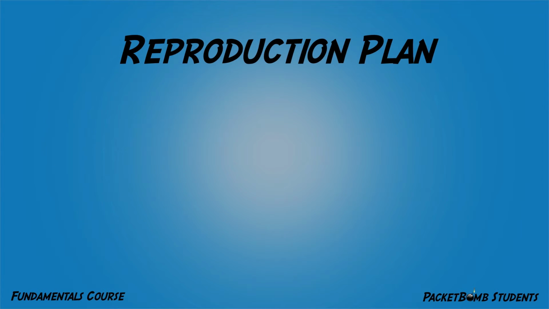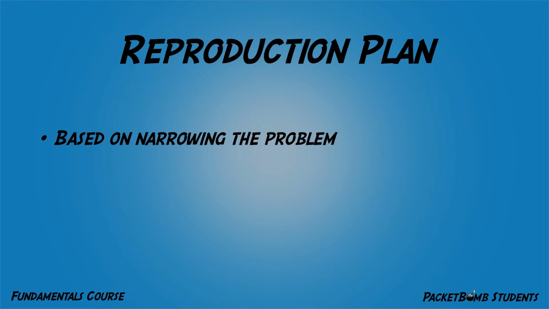So, reproduction plan. Again, this is the easiest part because this is based on all the work you did in narrowing down the problem. You should know when it happens, how it happens, what it looks like, or how intermittent it is. Based on all of those factors, you're going to come up with a plan to test and reproduce. So if it is something that you can sit down with the user, you can have them reproduce the problem and capture the data, you're just going to test and capture.